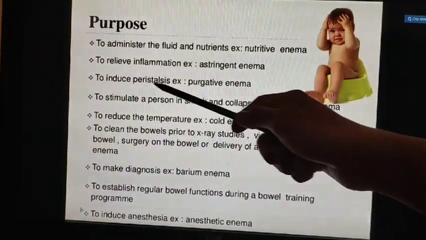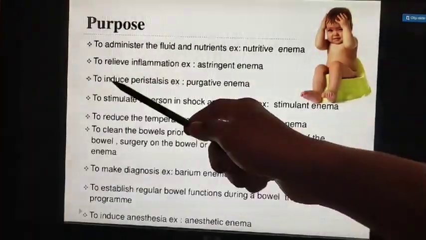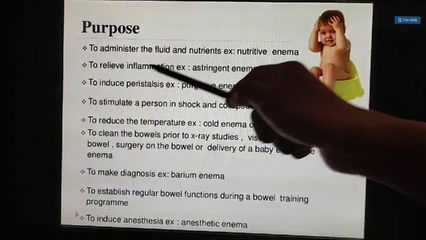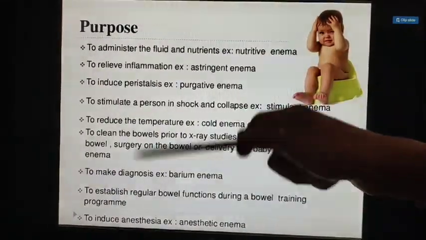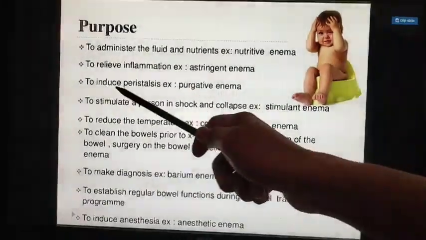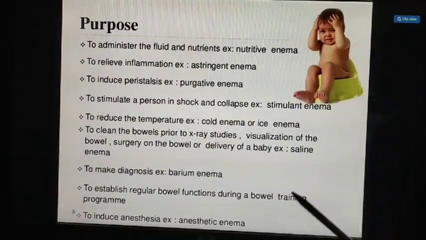Next, to induce peristaltic movement. Once peristaltic movement is normal, then defecation is normal. If there is no peristalsis, the condition we call constipation, isn't it? So to induce peristalsis, the example is a purgative enema.